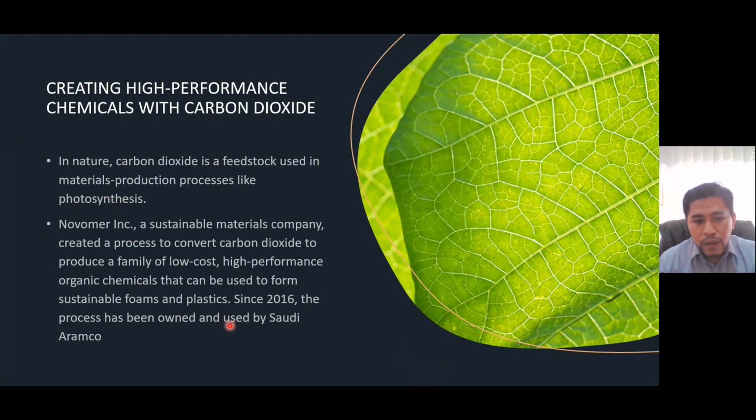and also plastic. As we know, global economies are desperately in search of a replacement for traditional polymers and chemical intermediates produced from non-renewable feedstock. And this company has, since 2016, been owned by a Saudi Arabian company, Saudi Aramco.